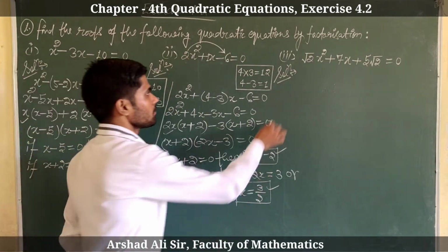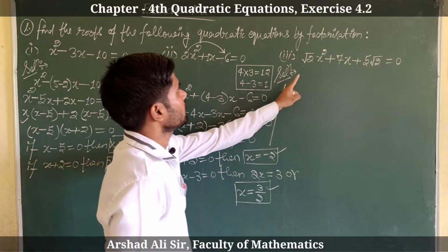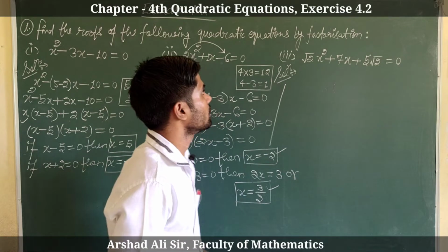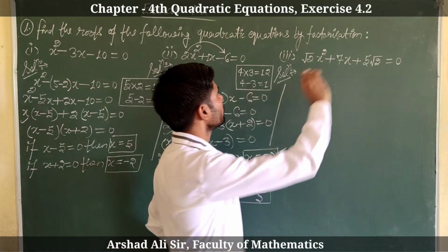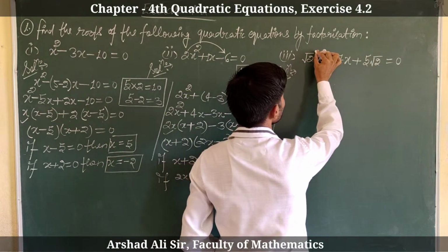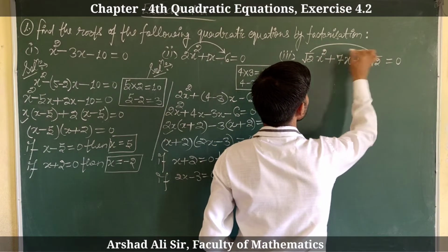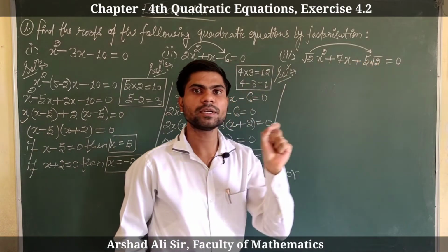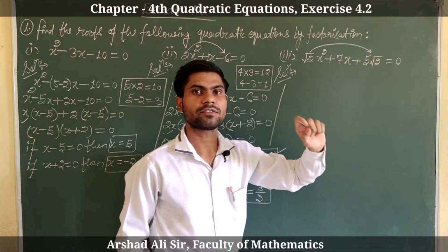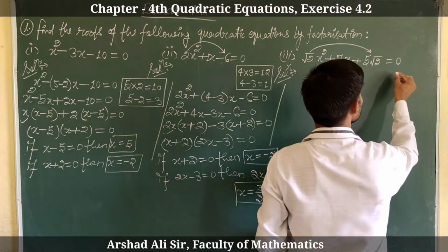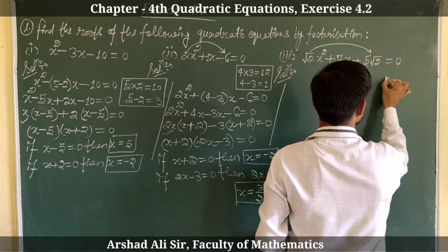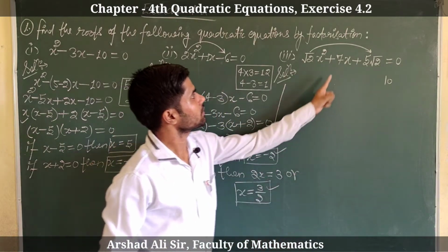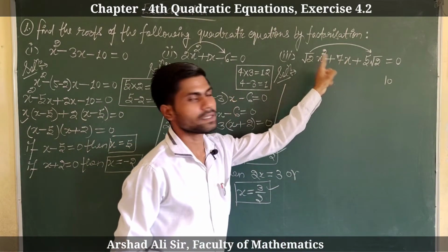Now we solve third part. Root 2x square plus 7x plus 5 root 2 is equal to 0. In this equation we will find the factor of root 2 multiply 5 root 2. Root 2 multiply root 2, this will be 2, and 2 multiply 5, this will be 10. Means we have to find the factor of 10. Such type of factor we have to find, their sum should be 7.